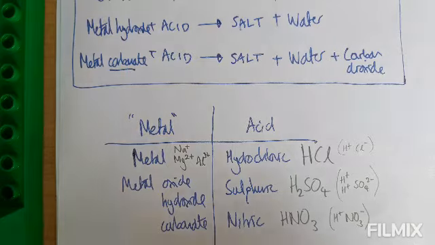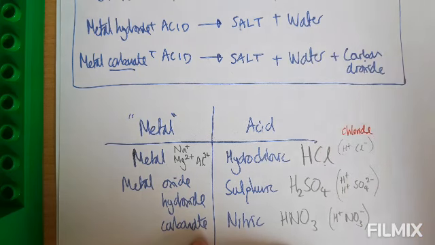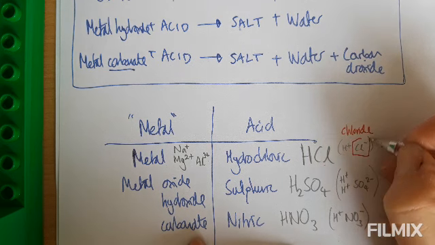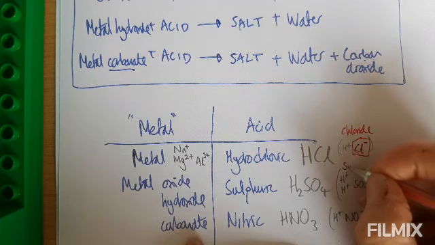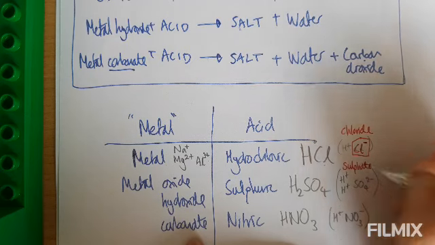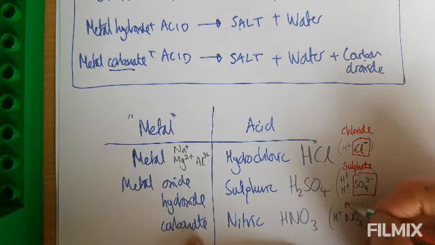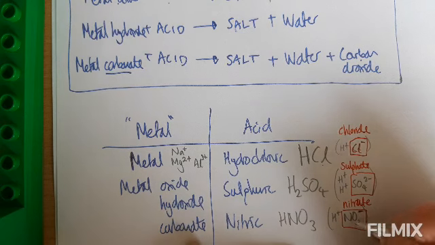Okay, so we know that hydrochloric acid is HCl. We know that hydrochloric acid makes chloride salts. Now the formula for a chloride ion is Cl-. The formula for a sulfate ion is SO4 2-. The formula for a nitrate ion is NO3-. Just check, you can see that little minus up there.